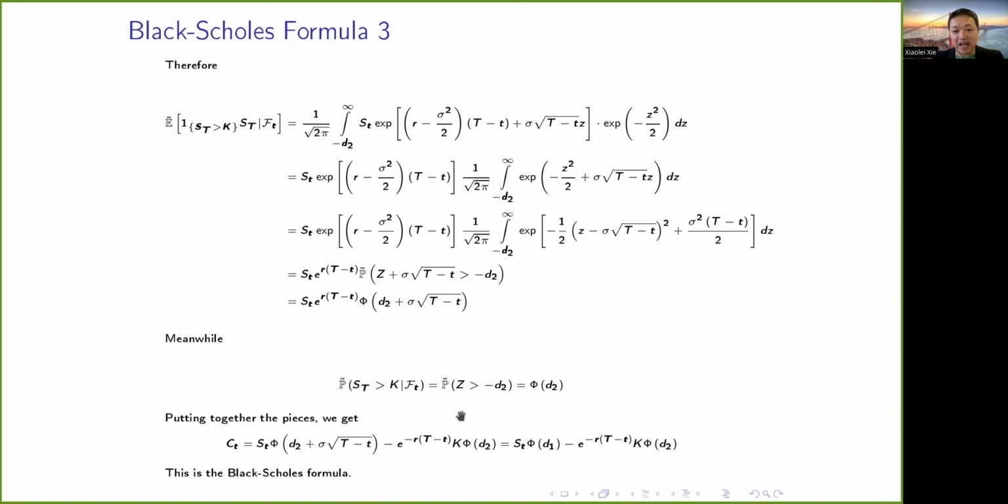On the other hand, the probability involved in the other conditional expectation, well, we already know it. That is phi of d2. So by putting together the two pieces, we arrive at the expression of the call option price. And that is exactly the same formula that we showed at the beginning.